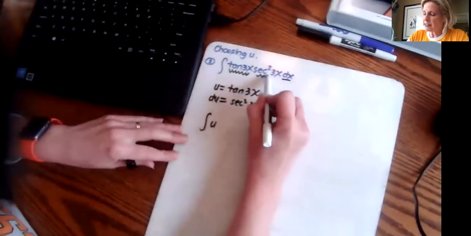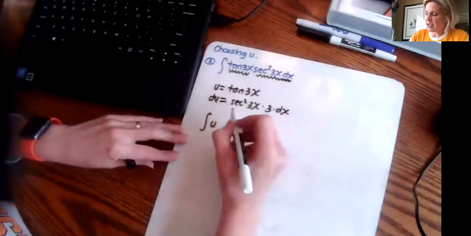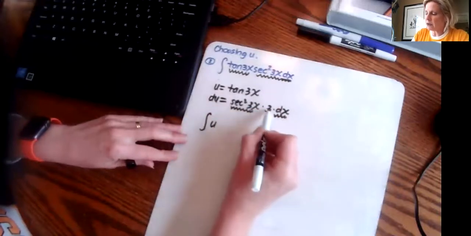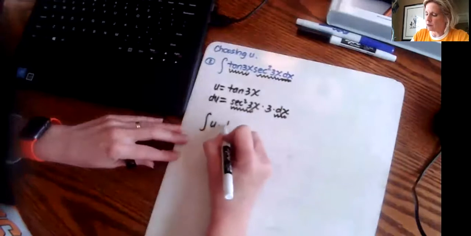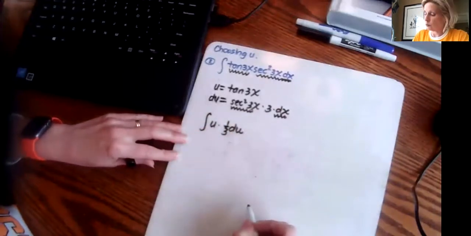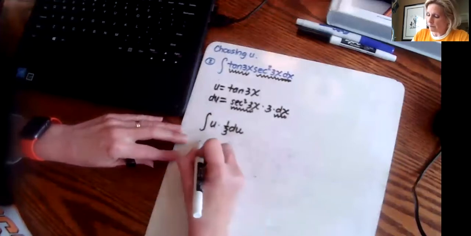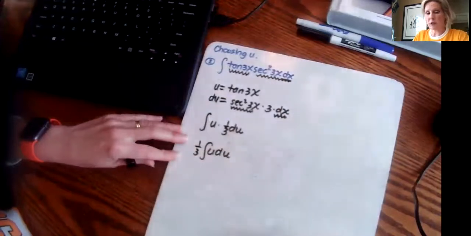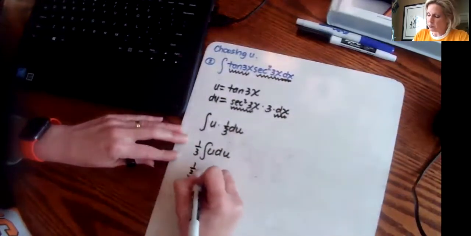To replace secant squared 3x dx, I would need to divide the 3 over, so I would have 1/3 du. Now that's doable. That's an easier way to look at it.